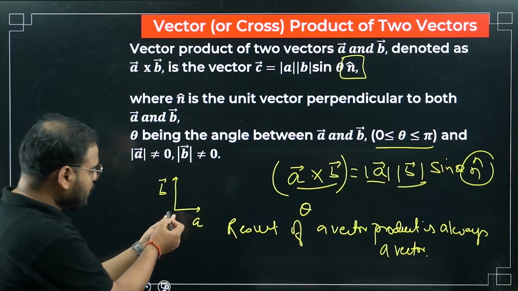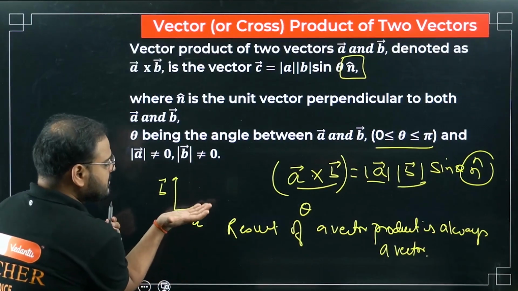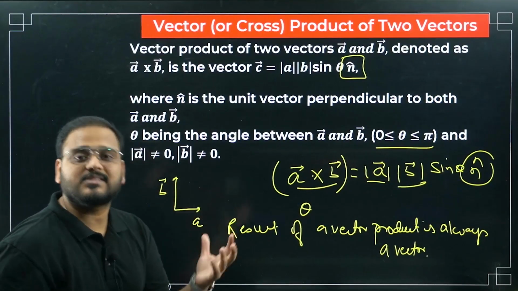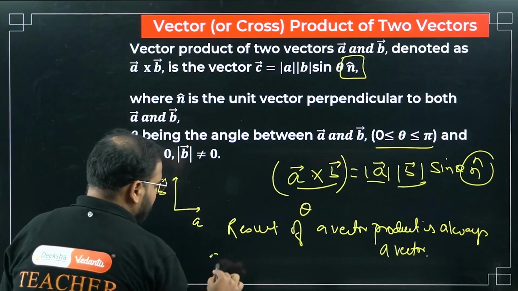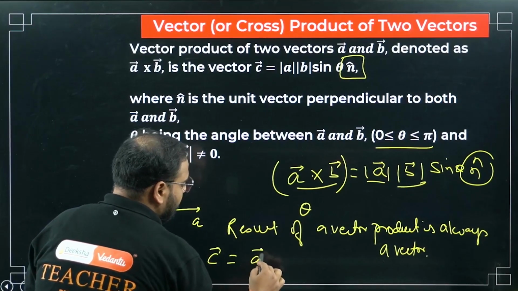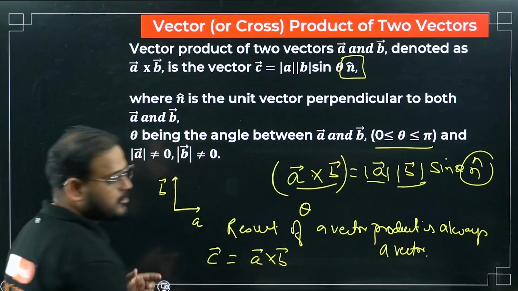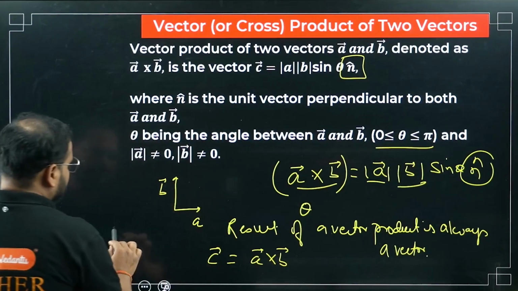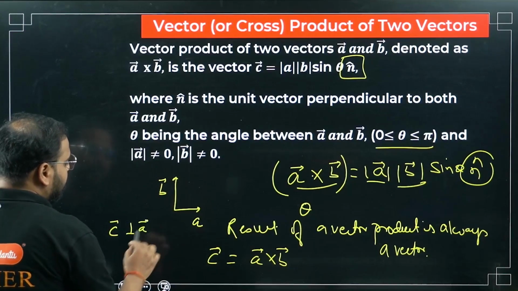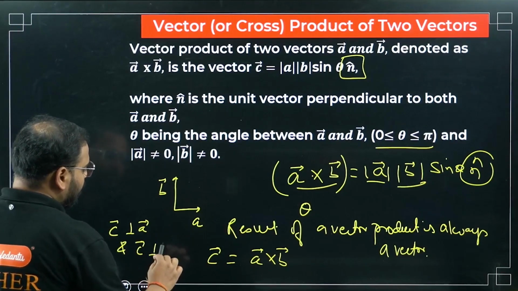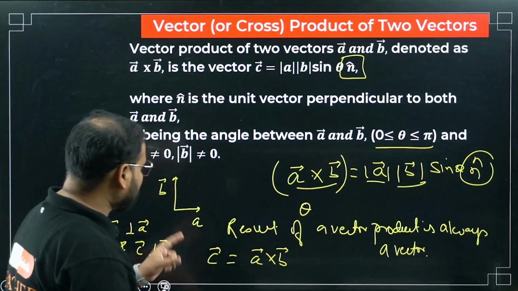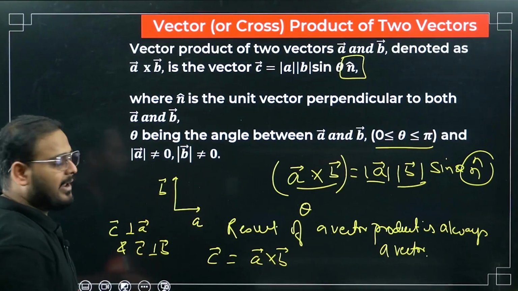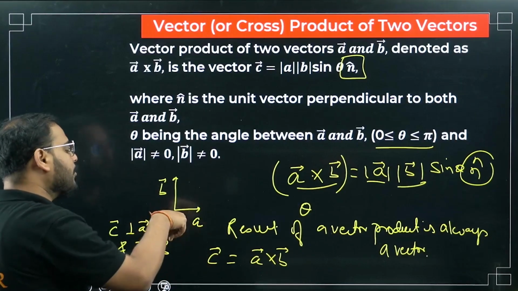So if I take this line perpendicular to this, outside the plane, and take that vector to be, let's say, vector c, if vector c equals a cross b, then vector c will be perpendicular to a and b. What it means? Vector c will be perpendicular to vector a and vector c will be perpendicular to vector b, both at the same time. Now the sign, whether it is inside or outside, will depend upon whether we are going from a to b or b to a. A to b is going outside, b to a is going inside.